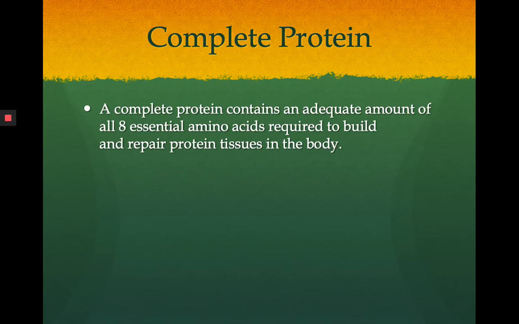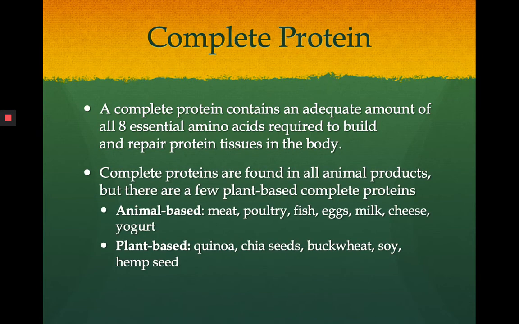So let's talk about complete proteins. A complete protein contains an adequate amount of all 8 essential amino acids required to build and repair protein tissues in the body. So it has all of those elements, okay? All 8 essential amino acids. Complete proteins are found in all animal products, but there are a few plant-based complete proteins as well.